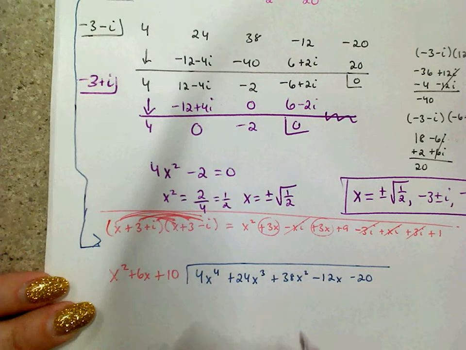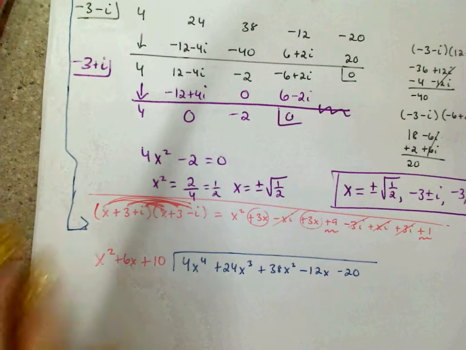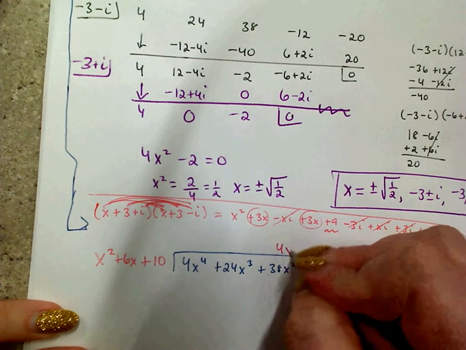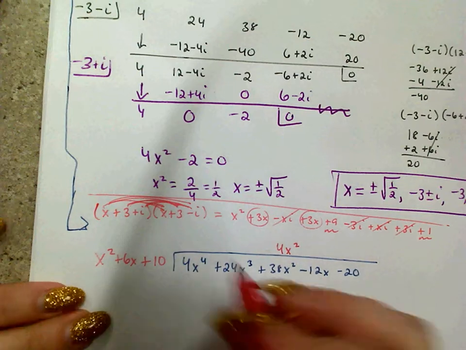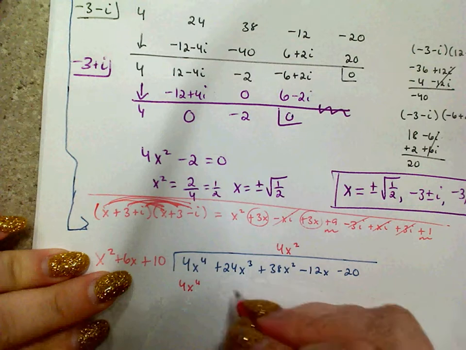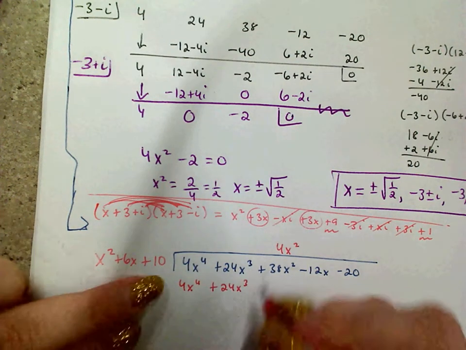So I'm going to do long division now. What do I need to multiply x squared by to get 4x to the 4th? That is 4x squared. So 4x squared times x squared is 4x to the 4th. 4x squared times 6x is 24x cubed, and 4x squared times 10 is 40x squared.